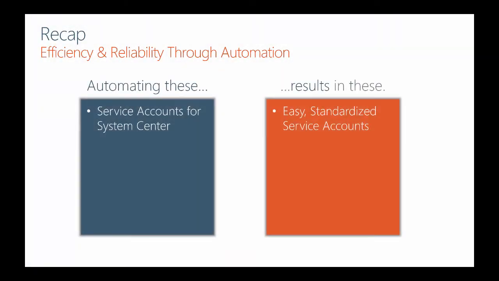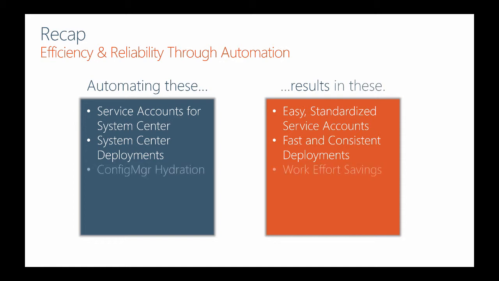So let's recap. By automating service accounts for System Center, we are able to easily provision all the required accounts in a standardized manner. By automating System Center deployments, we are able to save hours of effort and ensure consistent deployments. By automating ConfigMgr Hydration, we are able to save hours of time creating typical folders and collections. By automating VMM Hydration, we are able to provision robust private cloud deployments, reducing human error while saving hours of work effort.